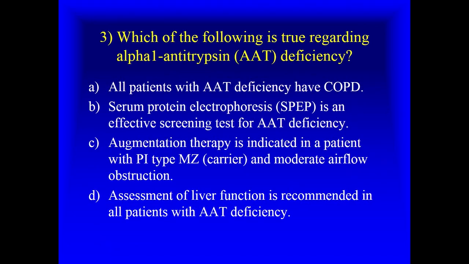Question 3. Which of the following is true regarding alpha-1 antitrypsin deficiency? A, all patients with alpha-1 antitrypsin deficiency have COPD. B, serum protein electrophoresis, or SPEP, is an effective screening test for alpha-1 antitrypsin deficiency. C, augmentation therapy is indicated in a patient with PI type MZ, a carrier, and moderate airflow obstruction. Or D, assessment of liver function is recommended in all patients with alpha-1 antitrypsin deficiency. And the correct answer is D, assessment of liver function is recommended in all patients with alpha-1 antitrypsin deficiency.